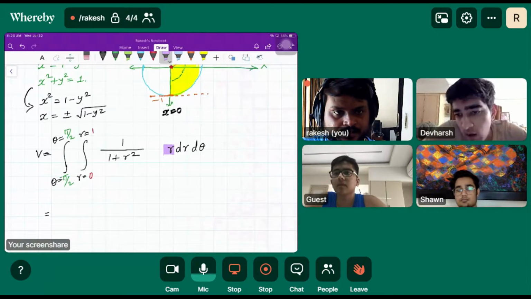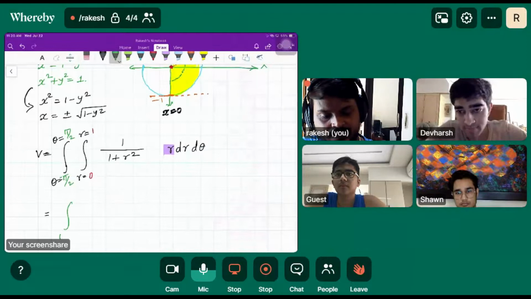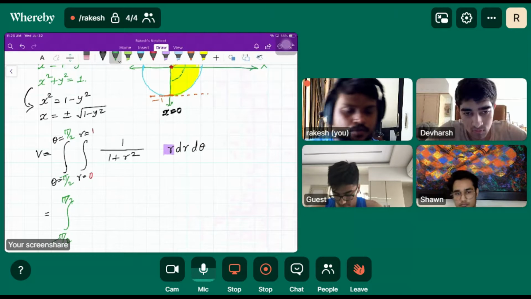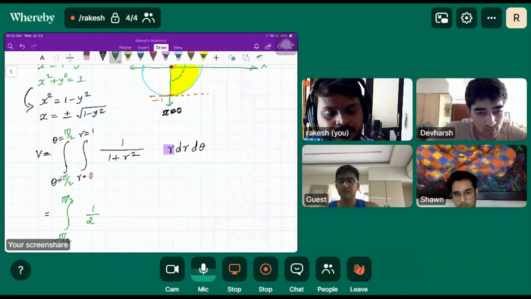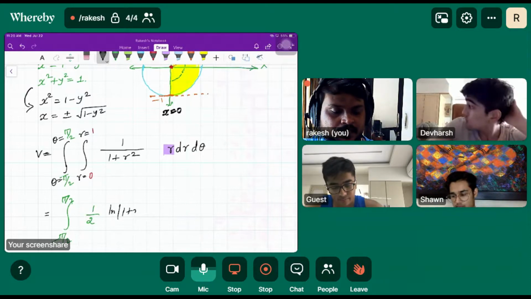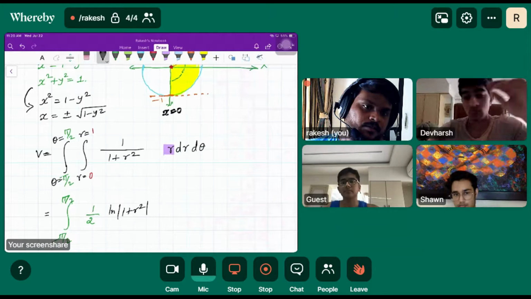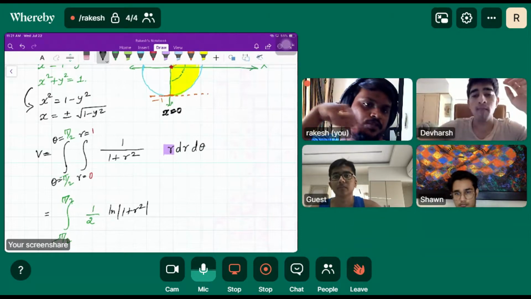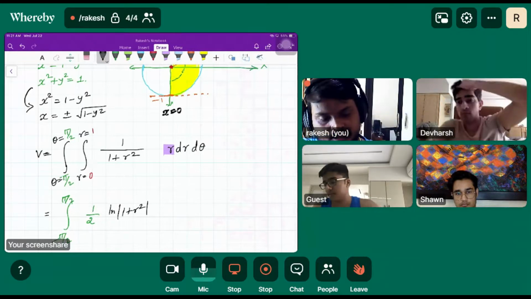Half ln of 1 plus r square. Directly you can write the integration of that. We'll multiply by 2, so 1 by 2 here, and ln 1 plus r square. When we multiply 2 in numerator and denominator, that becomes 2r, and the derivative of 1 plus r square is 2r. So we simply take ln 1 plus r square.